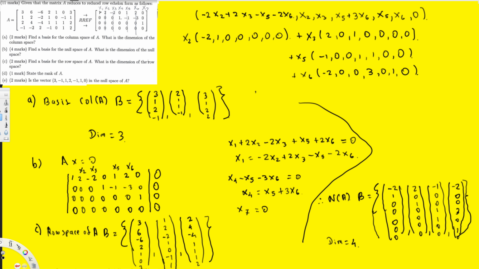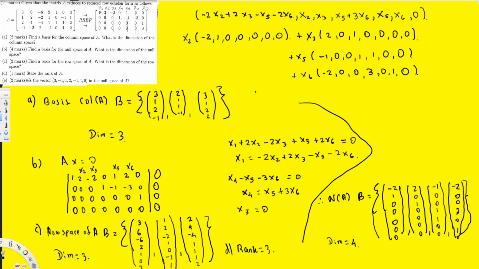And what is the dimension of the row space? If you see, we have 3 vectors in the row space. Therefore, the dimension of the row space is equal to 3. And the last question is asking, state the rank of A. Rank of A is basically the number of pivots we have. If you see, we have three pivots here. Therefore, rank is equal to 3. So that's the D question.